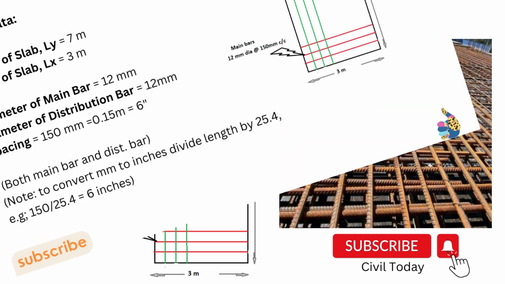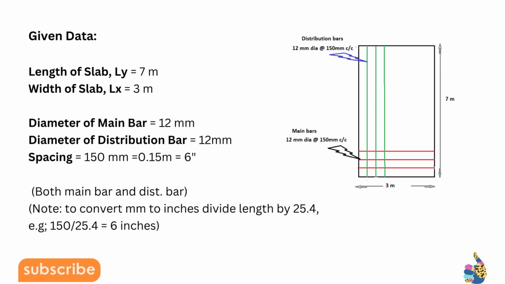So first of all, as you can see here, I have given a diagram. In the diagram it's clearly mentioned that the length of the slab is 7 meter and the width of the slab is 3 meter, and the diameter of the main bars is 12 mm with spacing 150 mm center to center. And the distribution bars are also 12 mm dia and the spacing is 150 mm center to center.